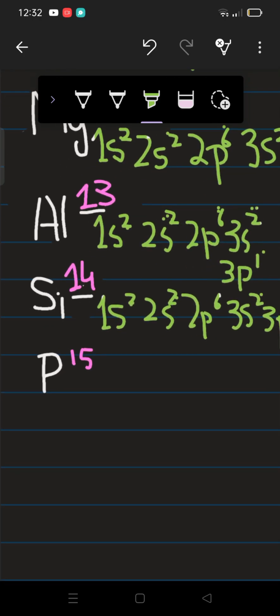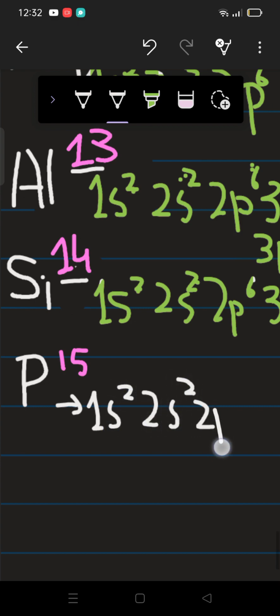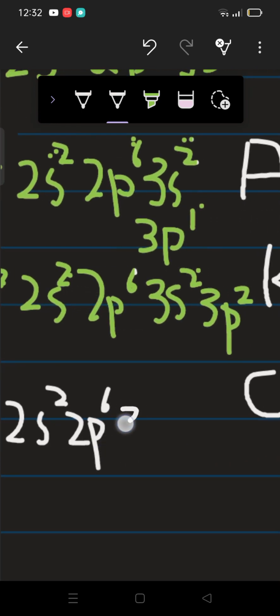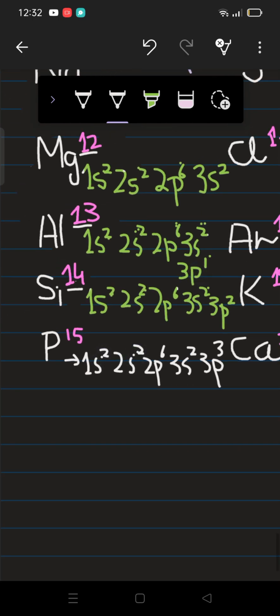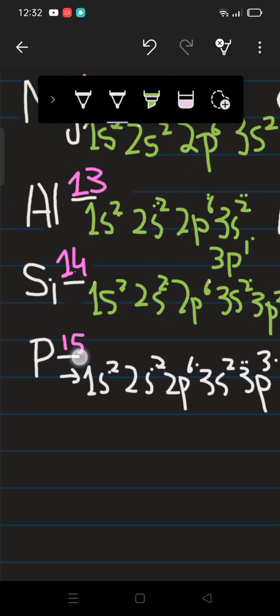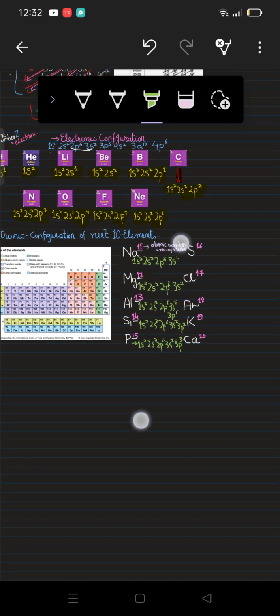Now the electronic configuration of phosphorus. Alright, so 1s2, 2s2, 2p6, 3s2, 3p3. Let's count. 2 plus 2 is 4, 4 plus 6 is 10, 10 plus 2 is 12, 12 plus 3 is 15, which is the atomic number of phosphorus. Satisfying. So 1s2, 2s2, 2p6, 3s2, 3p3 is the electronic configuration of phosphorus.